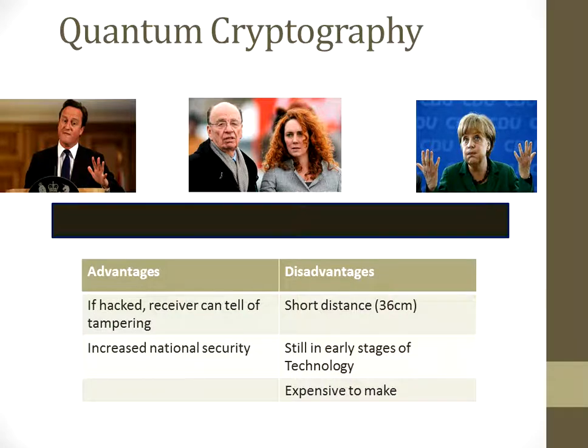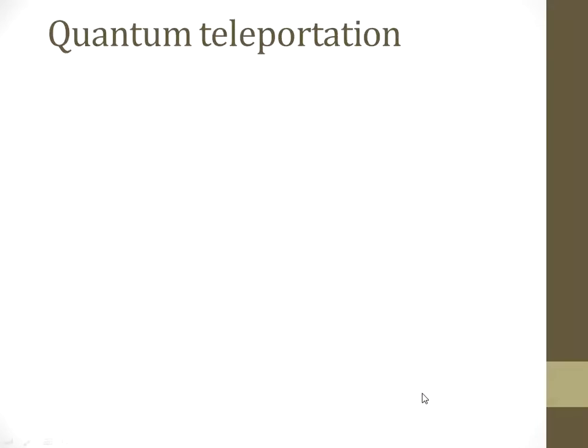So here are the advantages and disadvantages. If it's hacked, the receiver can tell that it's being tampered. It increases national security, such as WikiLeaks. Only problems, it's got a very short distance, around 36 centimeters, and it's rather expensive.